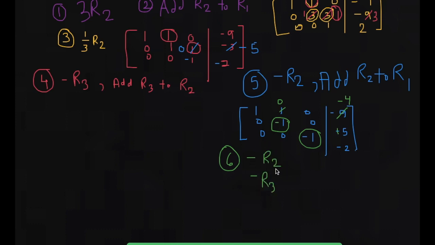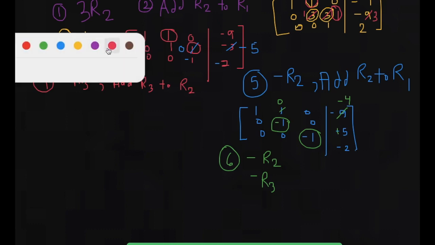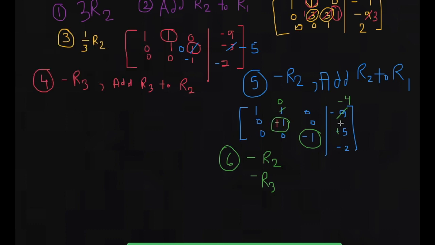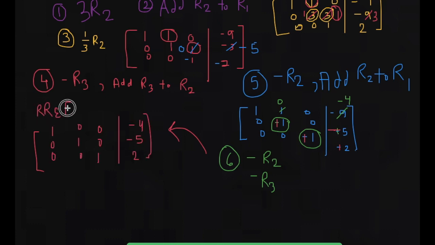So negative row 2 means negative 1 times row 2. Negative row 3 means negative 1 times row 3. All the signs are going to flip. This becomes a positive, this will become a negative, this will become a positive, and this will become a positive. Now let's write our final matrix down. This is reduced row echelon form, where we have 1s along the diagonal and 0s below and above our matrix.